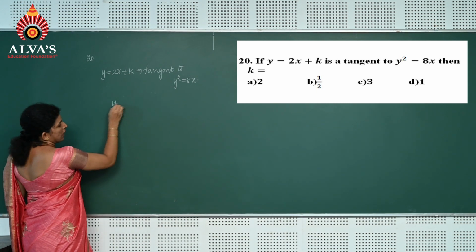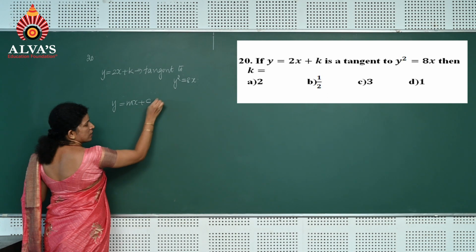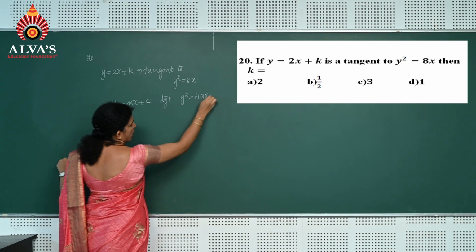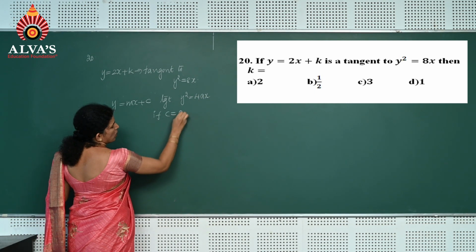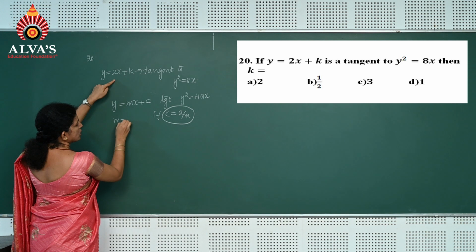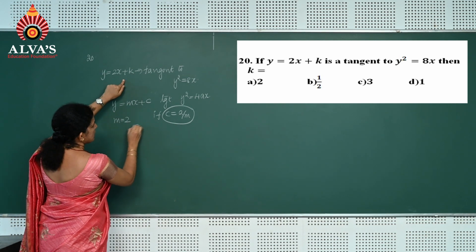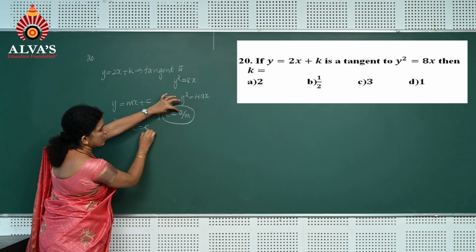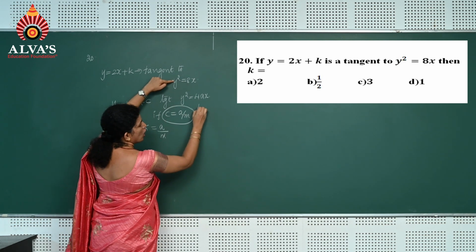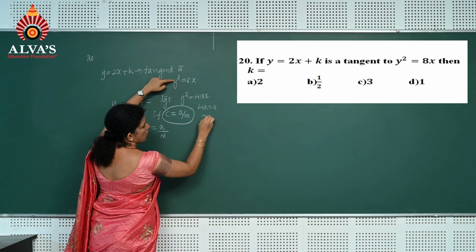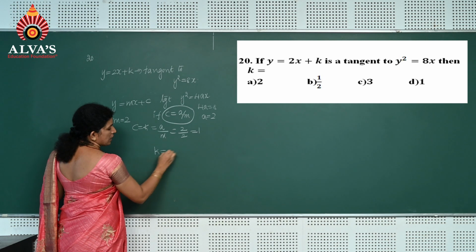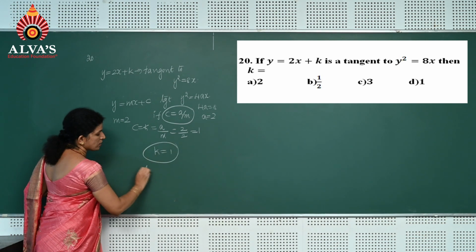As I told before, the line y equal to mx plus c is a tangent to the parabola y square equal to 4ax if c value is a by m. See, comparing, m value is equal to 2 and c is nothing but k. We know that value is nothing but a by m. Comparing the given equation, 4a equal to 8, a takes the value 2. So a by m means 2 by 2, that is equal to 1. So that k value is equal to 1. So answer is D.